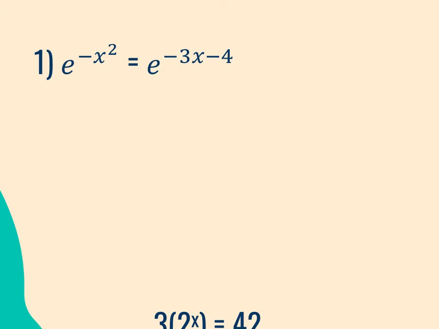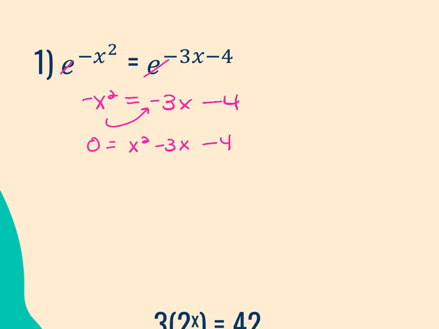So what's happening here? It's 1-to-1 because the bases are the same, right? So I can ignore the e and I can set negative x squared equal to negative 3x minus 4. And then what? I'm going to have to move the x squared because I'm going to have to factor this, right? 0 equals x squared minus 3x minus 4.